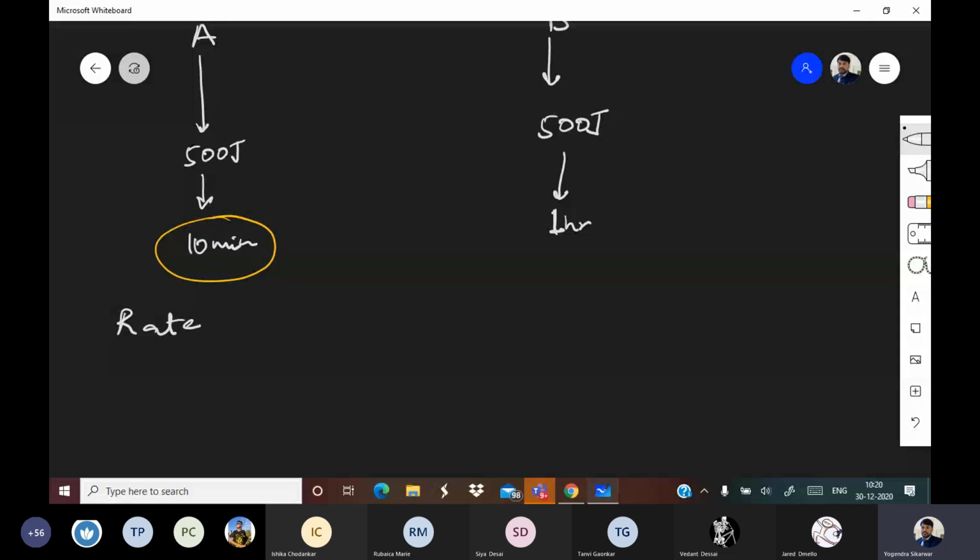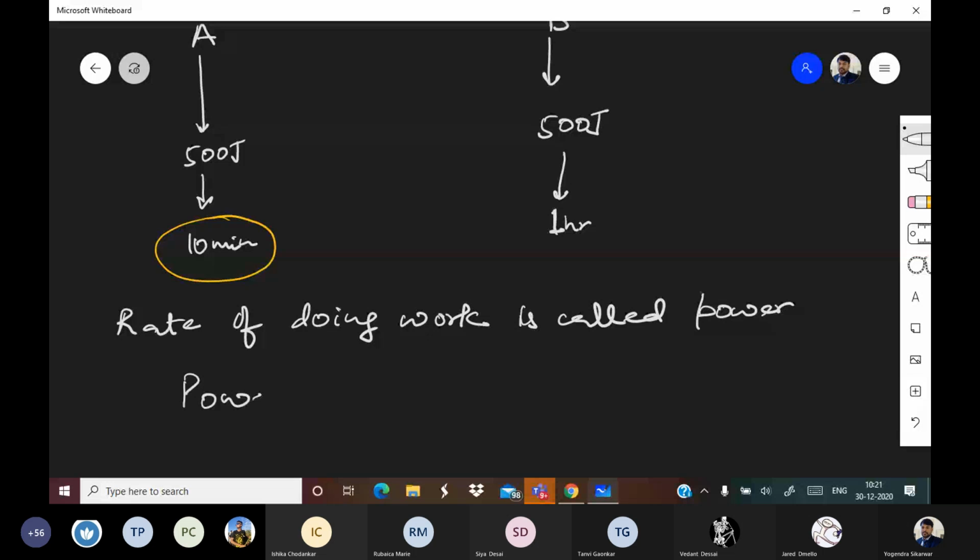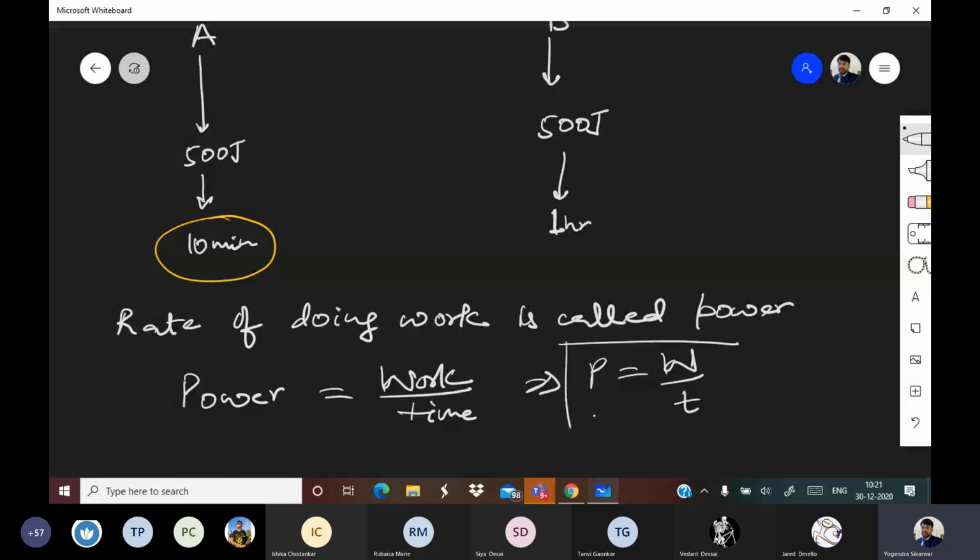So rate of doing work is called power. So power is equal to work upon time. So P is equal to W by T.